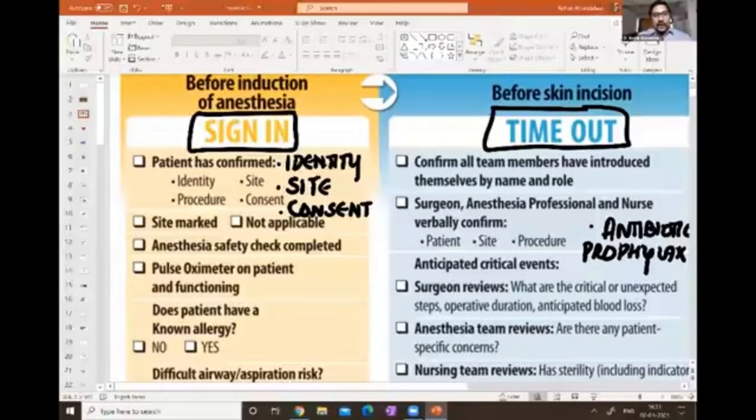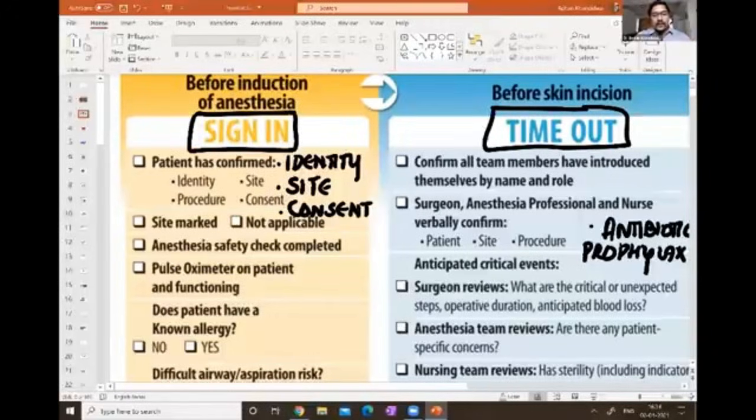The consent, mind you, I hope you people are also making notes. Keep on making notes. Not everything is written on the slides. The consent is always a written consent. It is always a written consent, not a verbal consent.